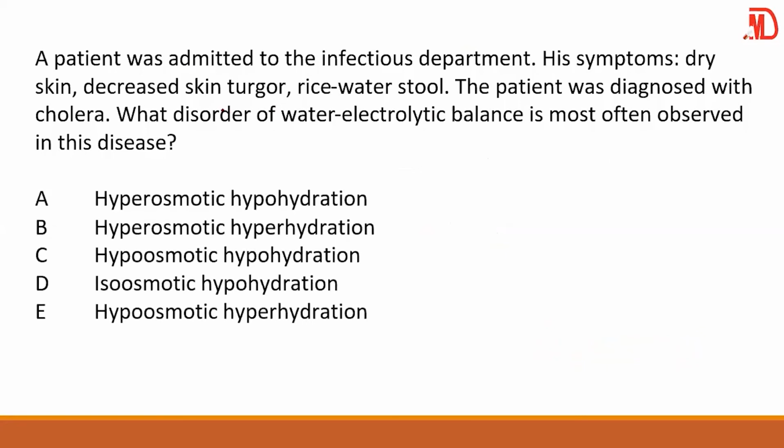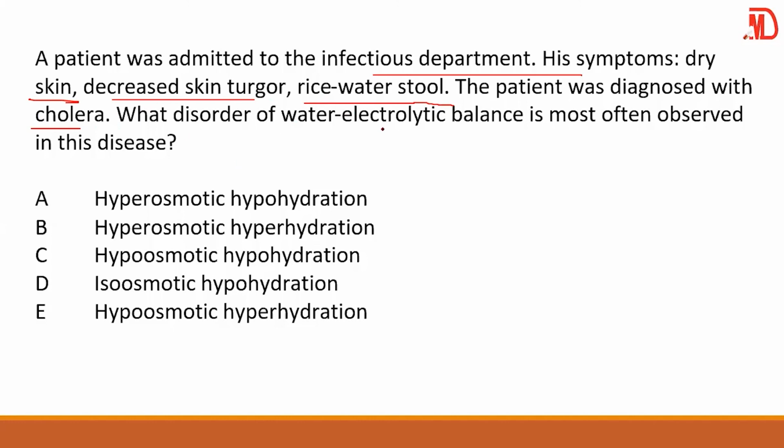All right. So another dehydration question. A patient was admitted to the infectious department. I've already explained this question in another one, but it's a different question as well. So let's look at it. His symptoms: we have dry skin, decreased skin turgor, rice water stool. What it means is that we are having a dehydration. So the patient was diagnosed with cholera, of course, rice water stool, cholera.